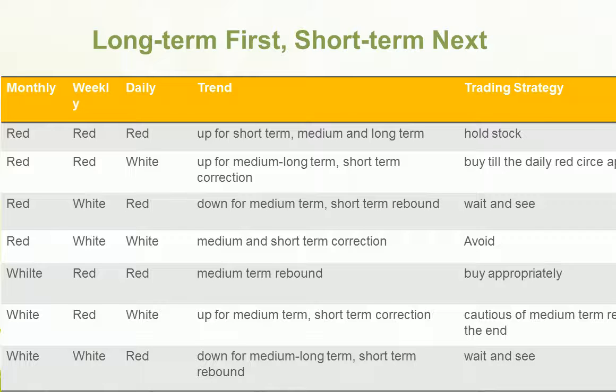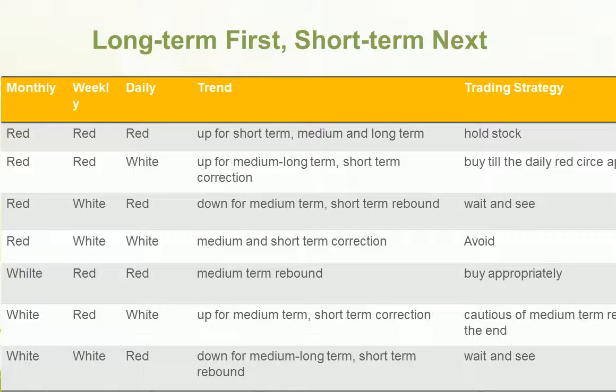Okay. But if you see the monthly chart is red circle, weekly chart red circle, daily chart white circle, it is up for medium and long term with a short term correction, and you should buy when the daily red circle appears. If you see the monthly and weekly charts are both red circle, when you see the daily chart red circle appears, you can buy. Okay.